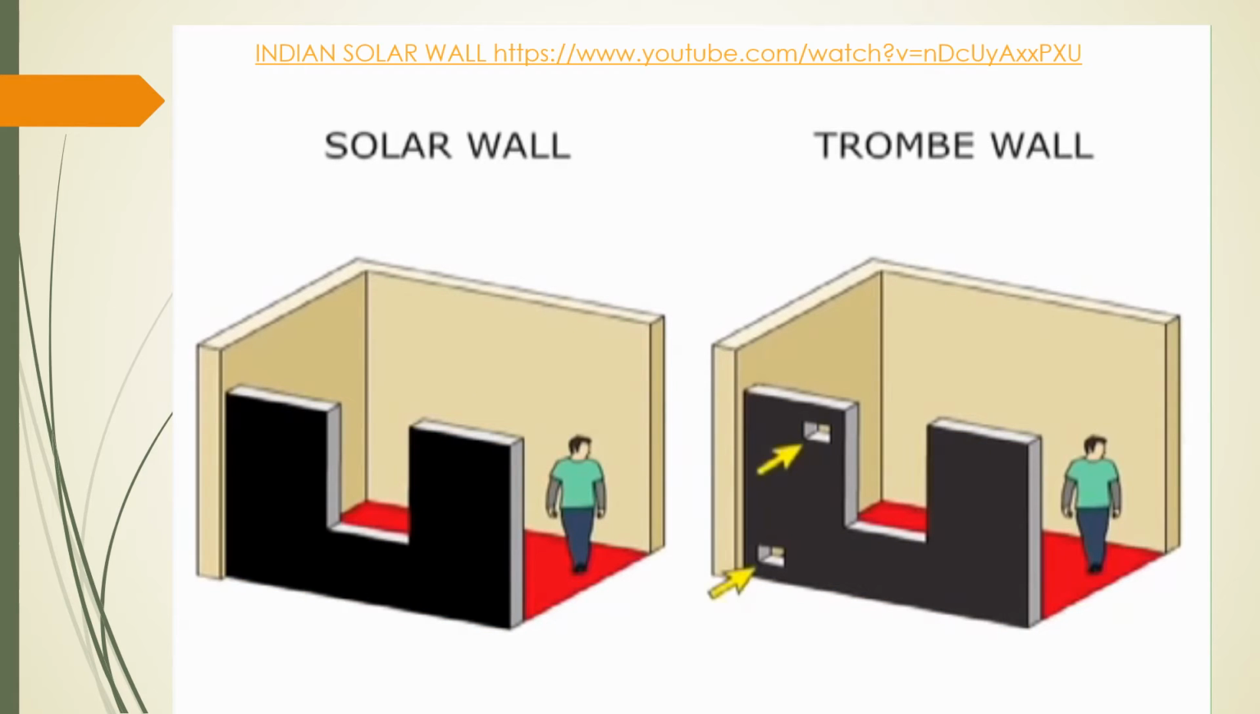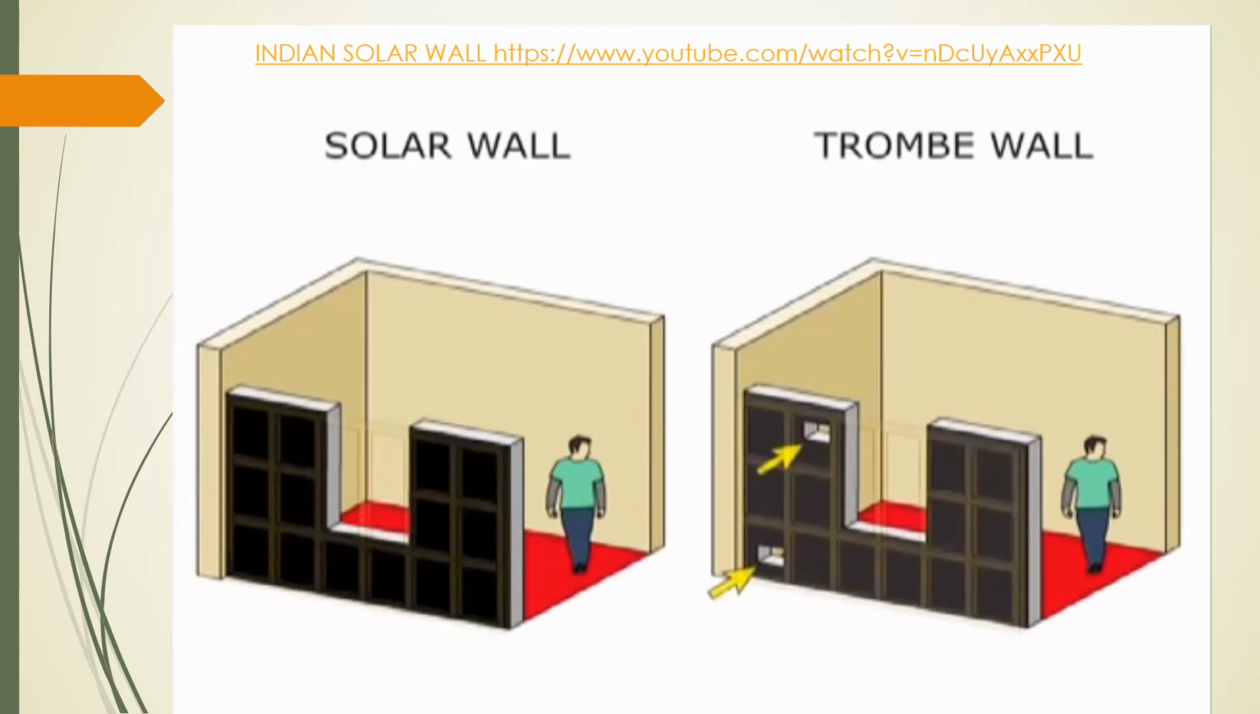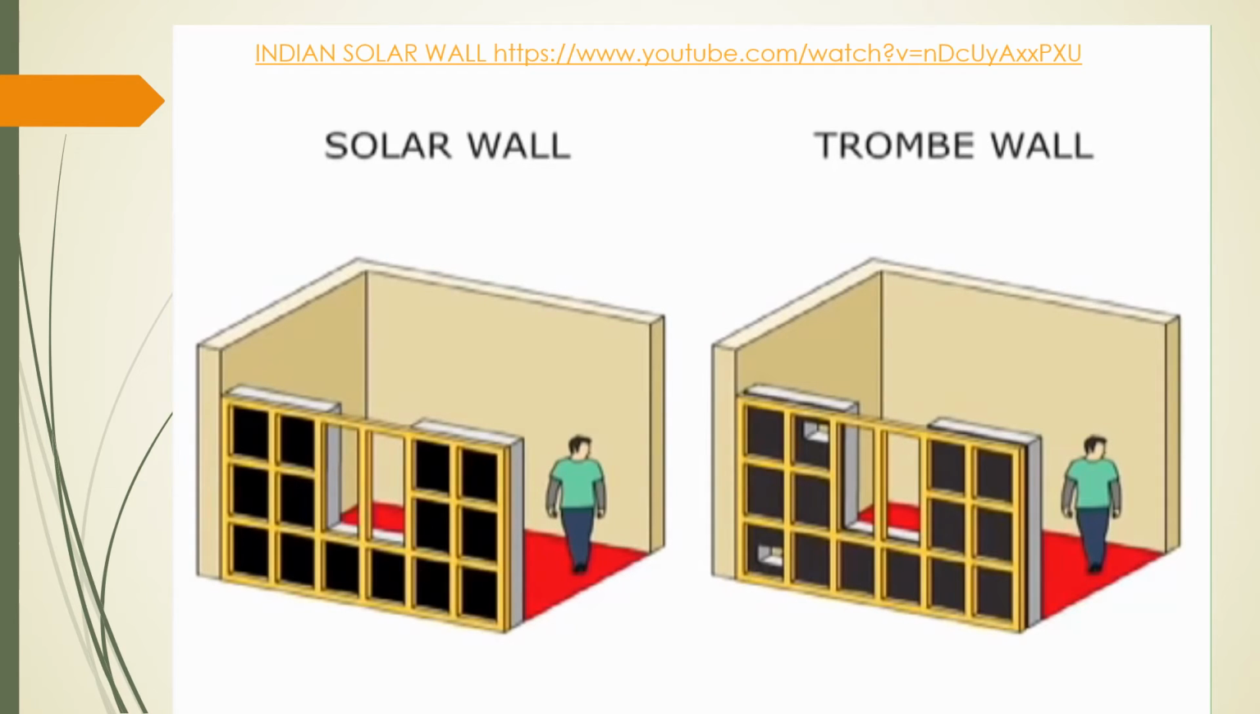First, to close the vents at night, and secondly, to keep the glass clean. Otherwise, it can be less energy efficient. A trombe wall is recommended for bathrooms. A solar wall is simpler to use.